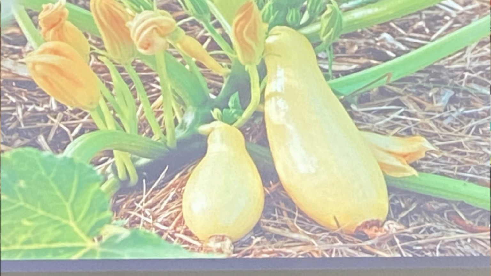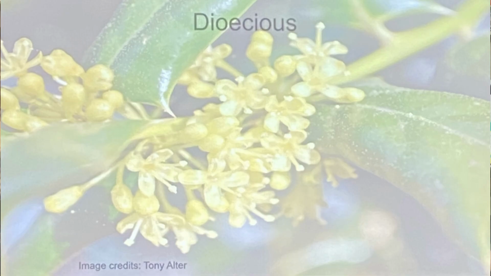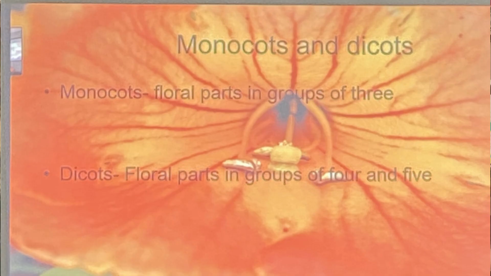There's a pretty flower there. Some more flowers. Looks like maybe a squash flower. So let's look at what dioecious is. Monocots and dicots. Monocots have floral parts in groups of 3. Dicots have floral parts in groups of 4 or 5.